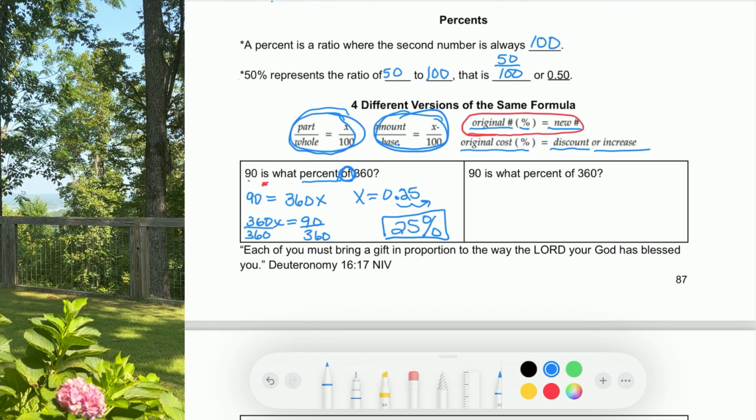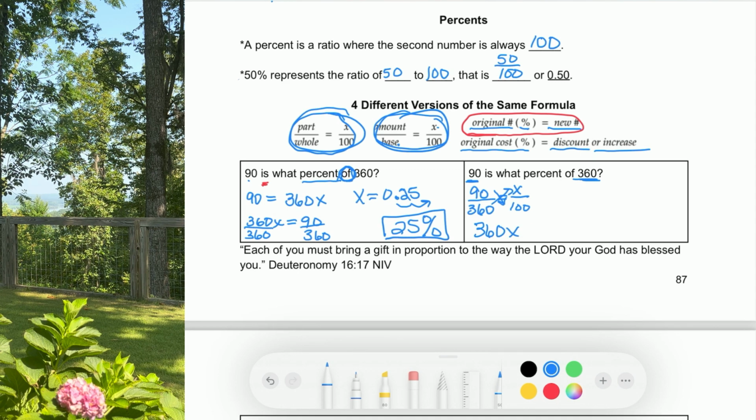So 90 is what percent of 360? All right, so 90 is the part, 360 is the original whole, the total amount that something cost. So I'm going to have 90 as my part, 360 as my whole. On the other side, the x represents the percent. We don't know the percent. So I'm going to have x. And remember, the second number of percent as a ratio is always 100. So that's why we have 100 in our formula. Now I'm going to cross multiply.